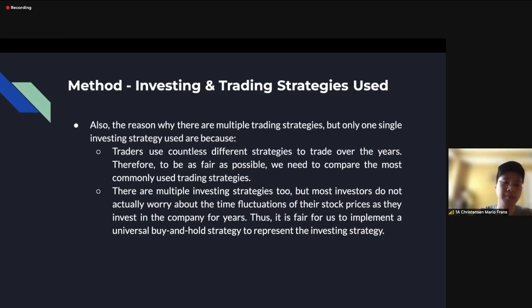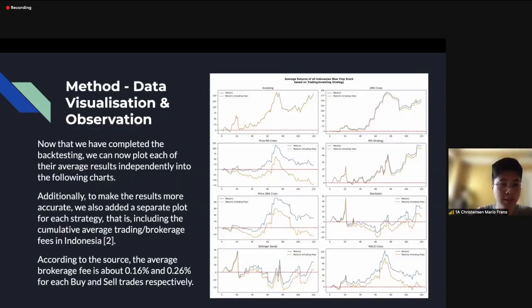So next, after we compute everything, these are the results that we get. As you can see here, we plot each of their average results independently into the following chart. Additionally, to make the results more accurate, we also want to add a separate plot within each chart for each strategy as well.